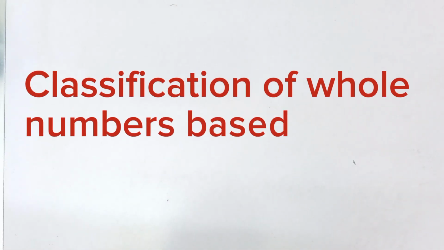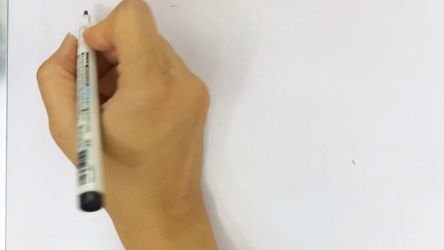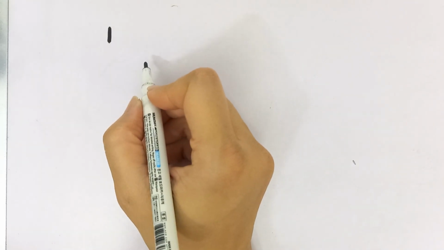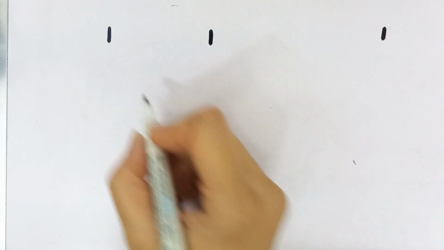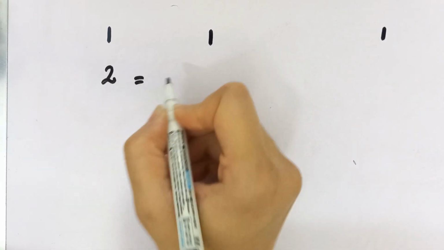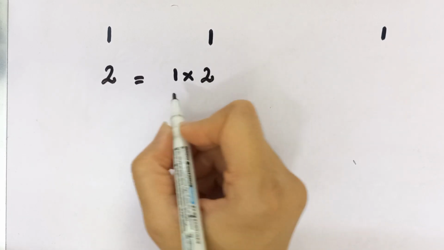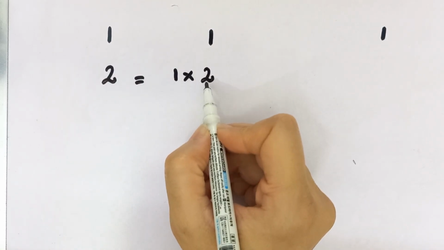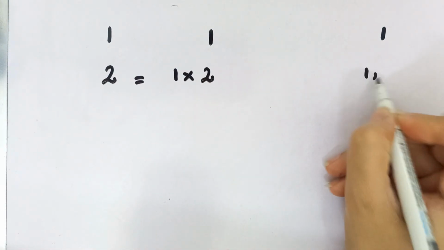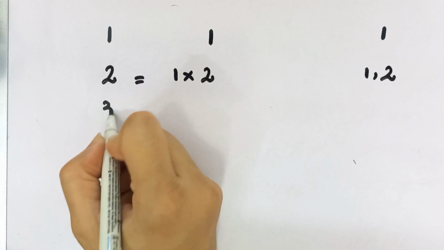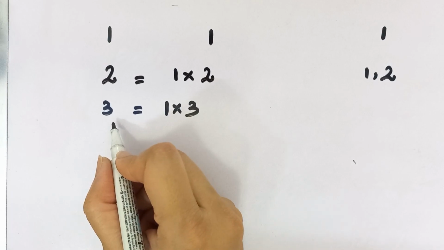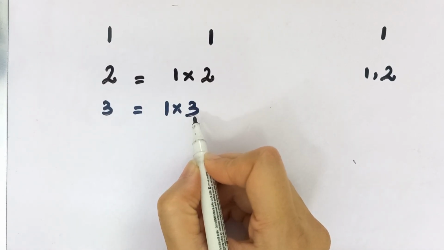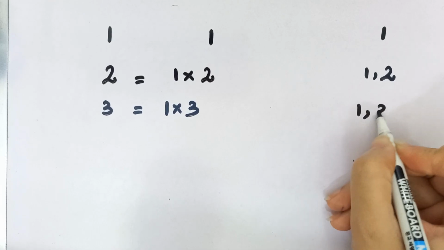Now, there is another method of classifying whole numbers based on the number of factors they have. Let's see. Now we have number 1. Number 1 is divisible by 1 only, so it has 1 factor. Then we have number 2. Now number 2 equals 1 times 2. So 2 is divisible by 1 and 2 exactly, so it has 2 factors, 1 and 2. Then we have number 3. Now number 3 equals 1 times 3. 3 is divisible by 1 and 3 exactly, so it has 2 factors, 1 and 3.